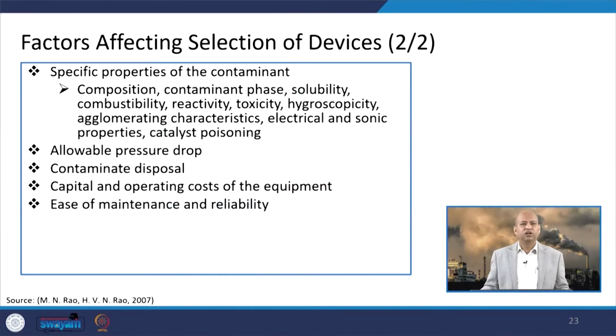Okay. Then there are specific properties like contaminant phase, solubility or combustibility, as we have seen earlier. Then what is the pressure drop or contaminant disposal, okay, and then ease of maintenance and reliability, all these factors influence which kind of device we have to select.